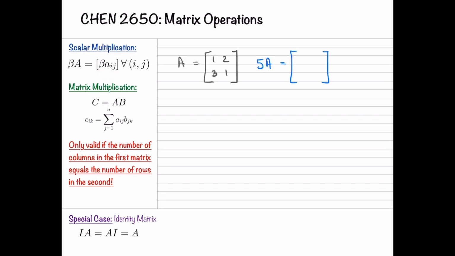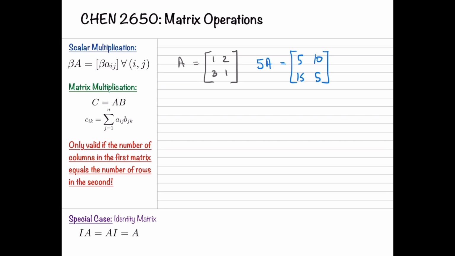In terms of an example of this, we're going to go back to our matrix A, where we have 1, 2, 3, 1. And in this case, we're simply going to do the scalar multiplication of 5 times A, which should produce a new matrix of the same size and shape with values 5, 10, 15, and 5, representing 5 times 1, 2, 3, or 1.